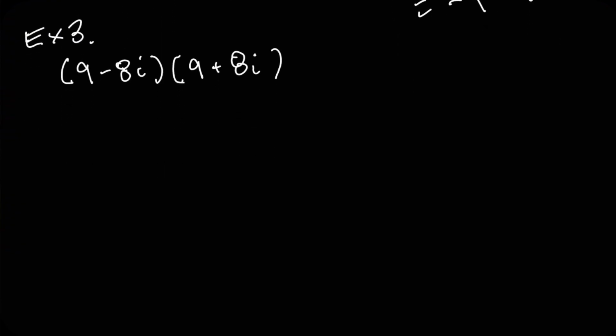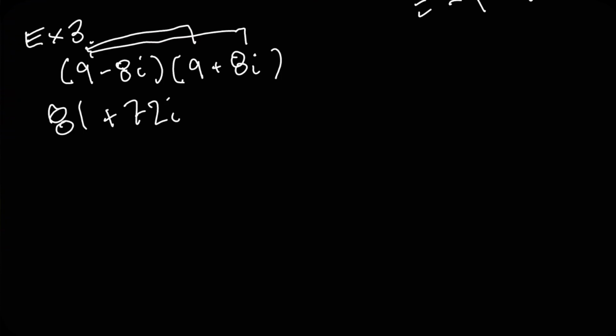All right, last example here. We have 9 minus 8i, and then we have 9 plus 8i. So let's go ahead and do it. 9 times 9 is going to give us 81. 9 times 8i will give us plus 72i. And then negative 8 times 9i, or negative 8i times 9 will give us minus 72i. And then last thing will be negative 8i times positive 8i, which will give us negative 64i squared.